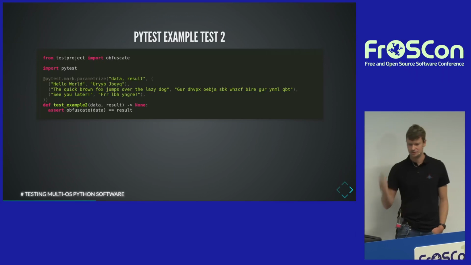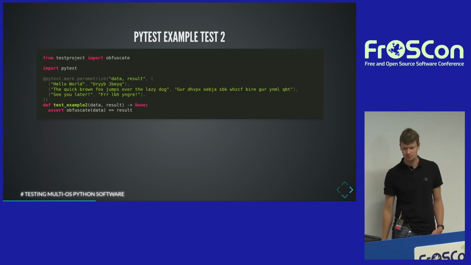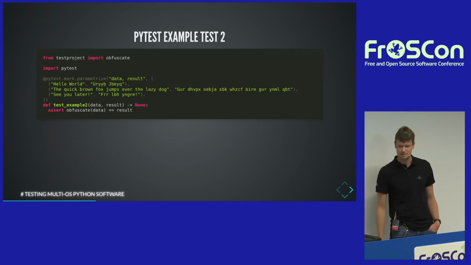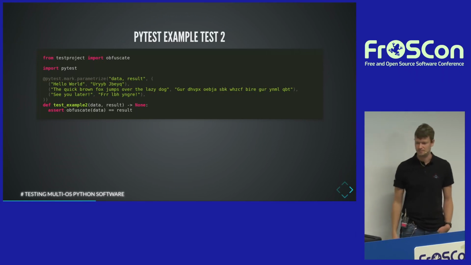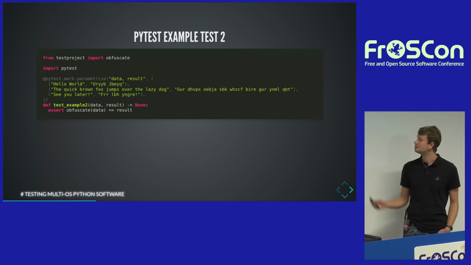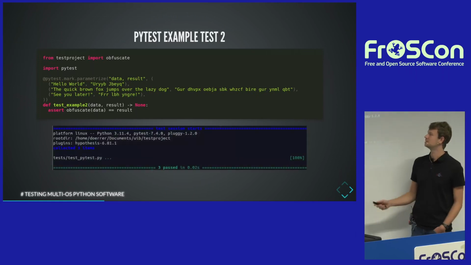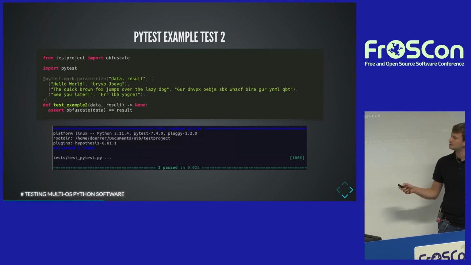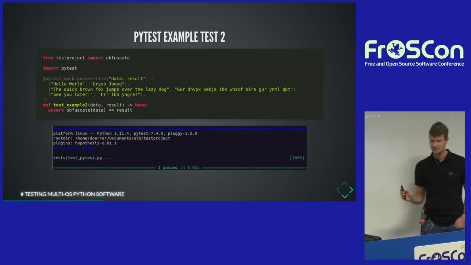So hello world should be mapped to the thing we had before. Then there's this sentence and also another string there. And we get what we would expect. Now we have 3 dots here, 3 passed tests, and everything's all right. Third example.